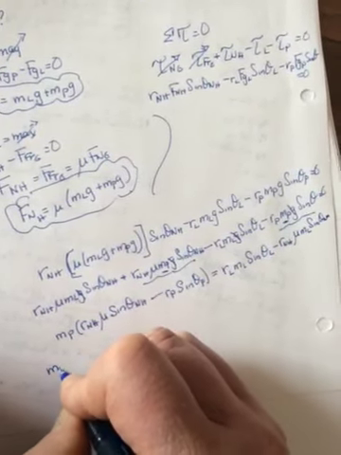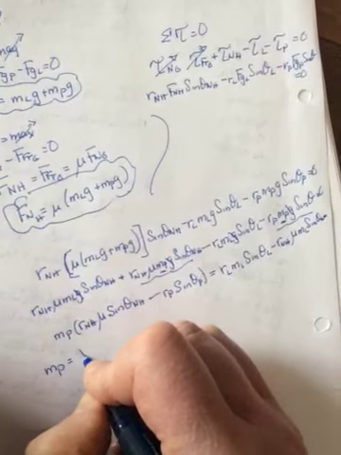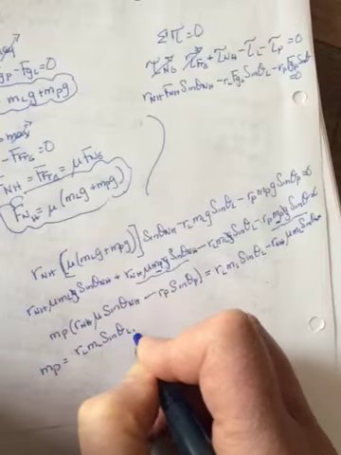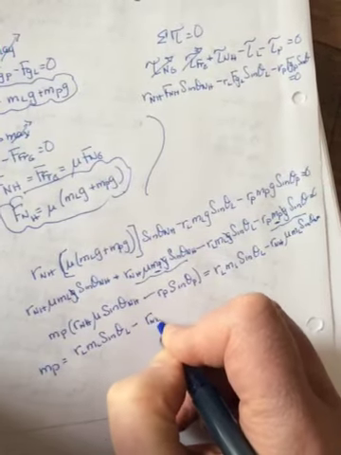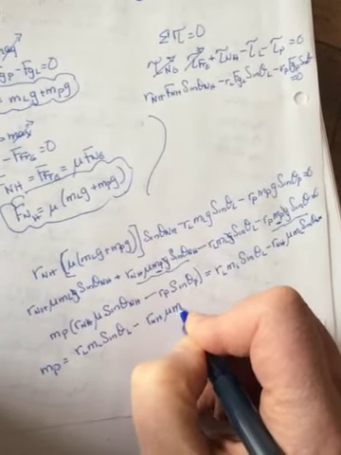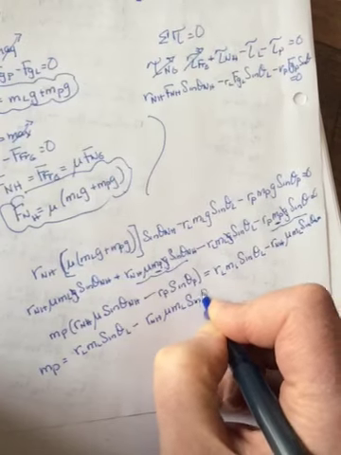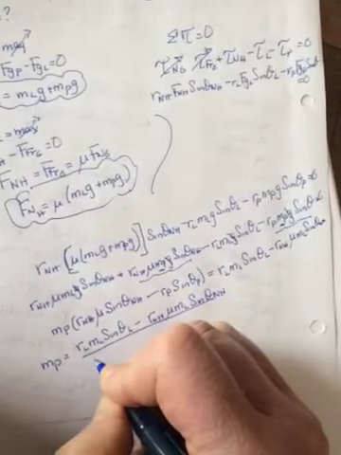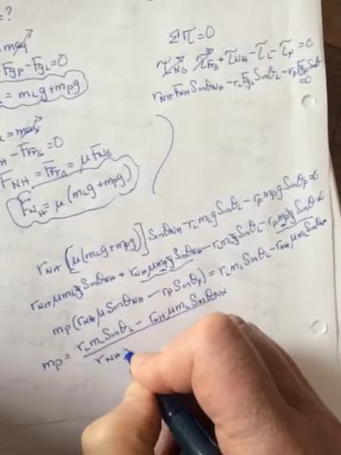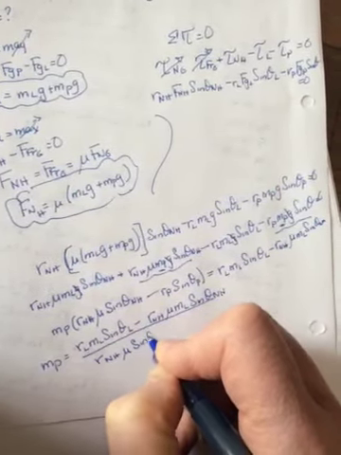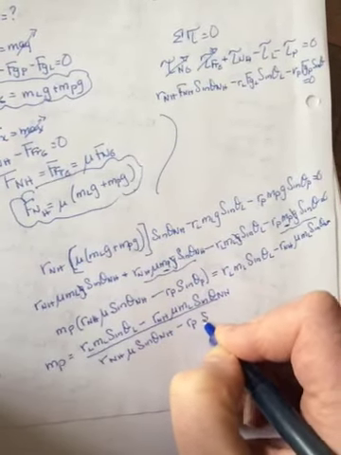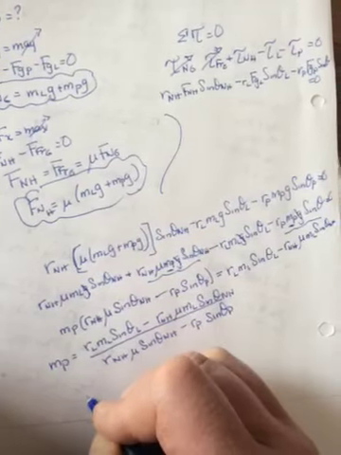Divide by your bracket. So m of the person will equal r of the ladder, m of the ladder, sine theta of the ladder, minus r normal of the house, mu m of the ladder, sine theta normal of the house, divided by your bracket, r normal of the house, mu sine theta normal of the house, minus r of the person, sine theta of the person.